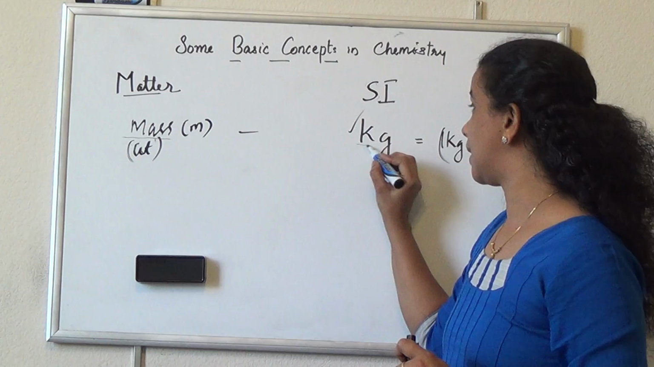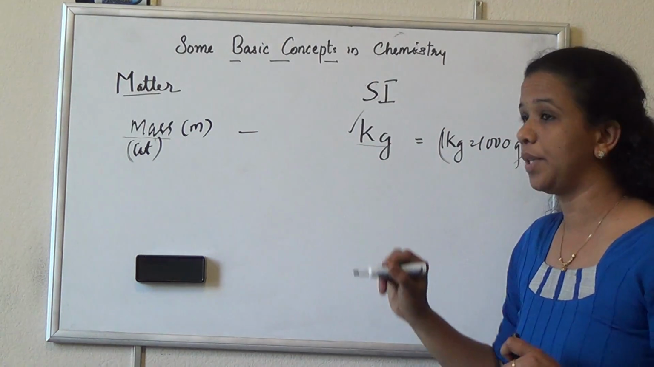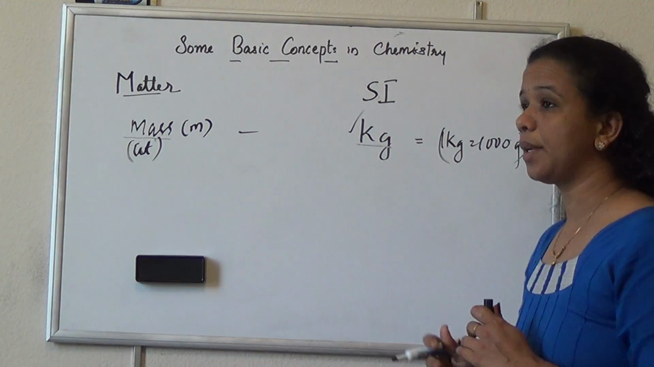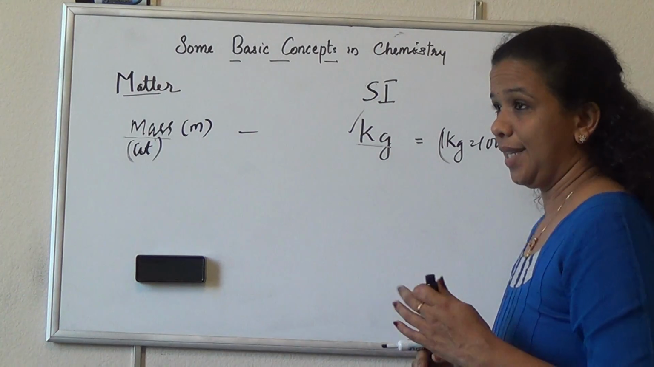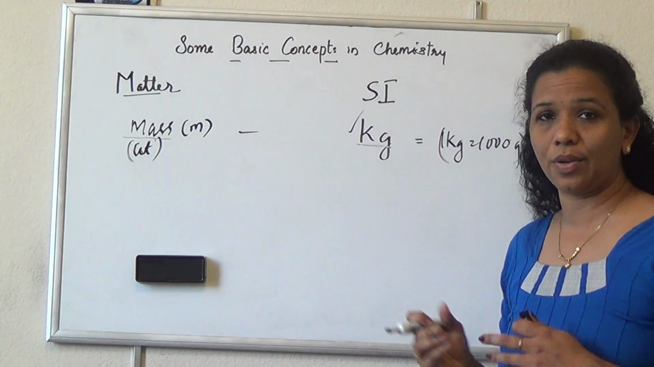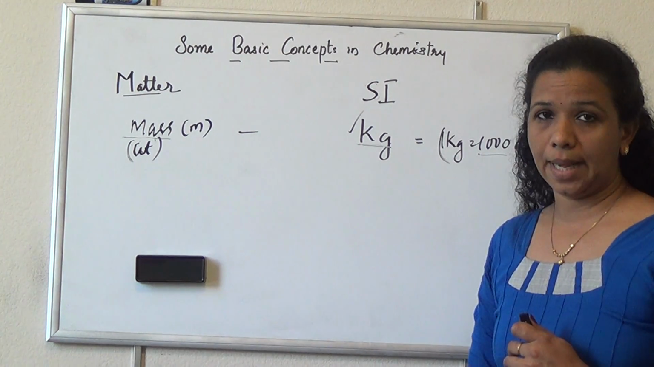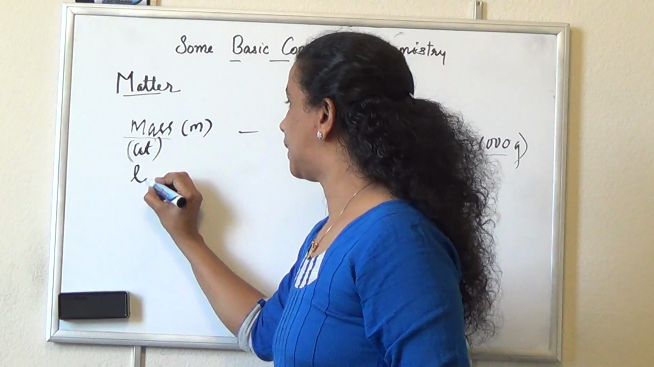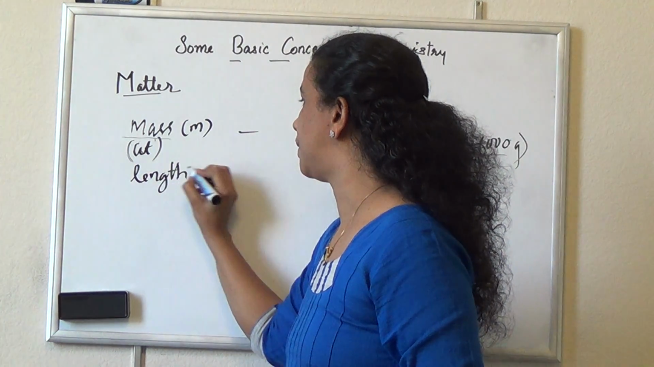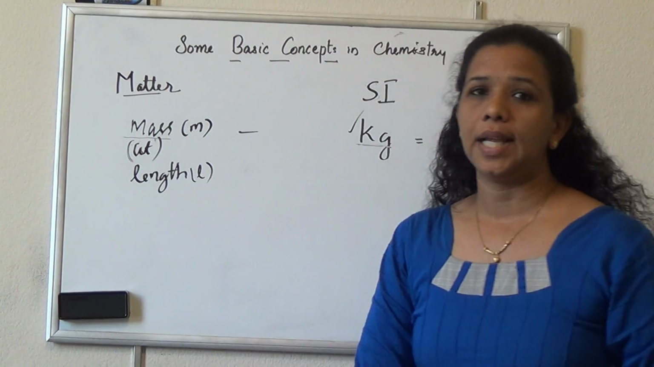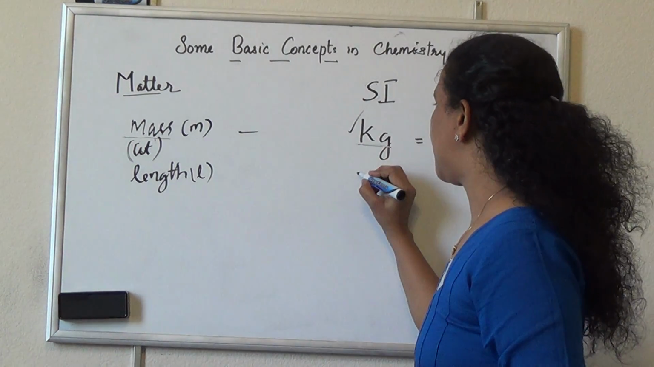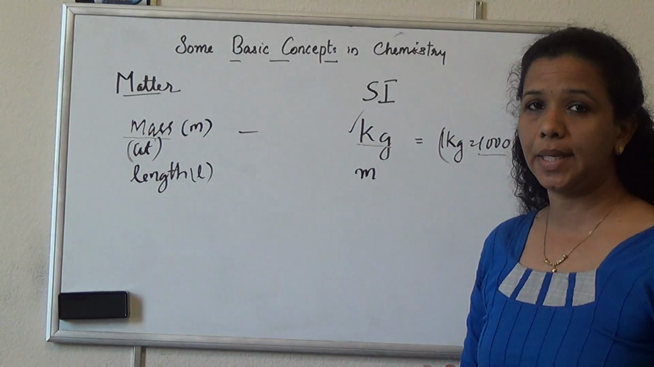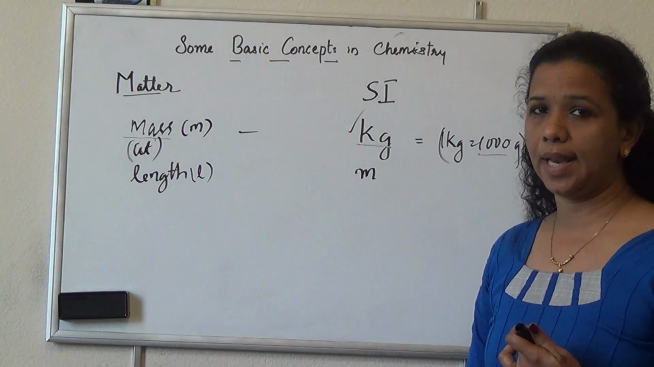Mass is represented using the international system of units, that is kilogram. For smaller amounts of matter, it is not always convenient to use kilogram. We use grams, but that is not our SI unit. Then another one, length. What is the SI unit of length? Length is represented by the letter L, and the SI unit of length is meter, represented by the letter m.